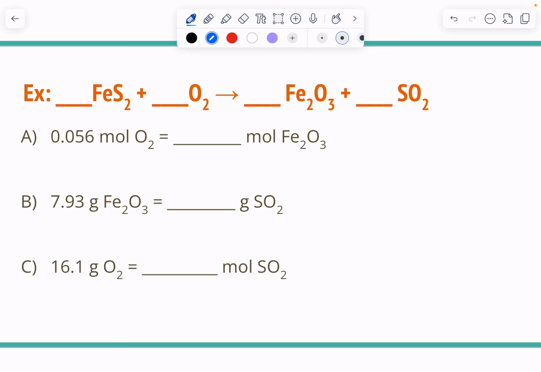So let's go through a big example set where we have kind of 3 different questions here being asked, converting a lot of different things, whether it be moles to moles, grams to grams, or grams to moles in the case of C.